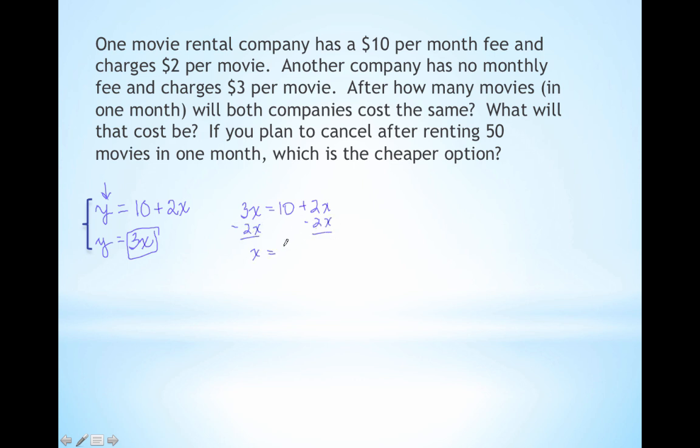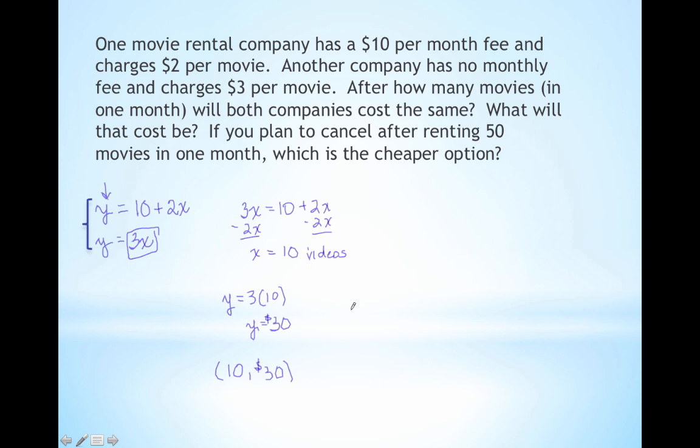I see that the number of videos where the cost will be the same is 10. So I've got 10 videos. Now, what is that cost? Well, the cost is my y value. So I'm going to plug my 10 back in, and I see that for 10 videos, my value is $30. So my solution is, with 10 video rentals, both companies will cost $30.